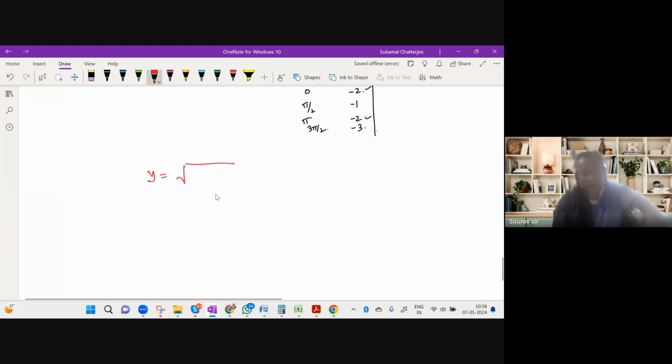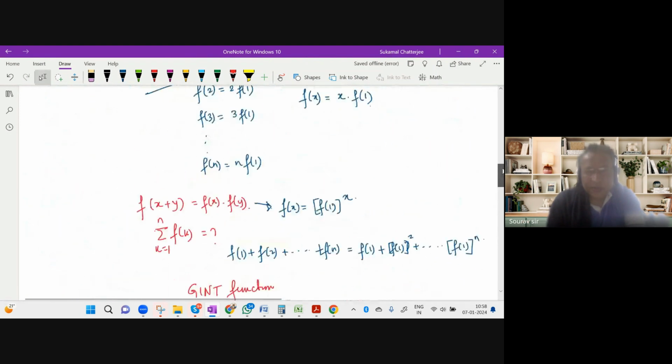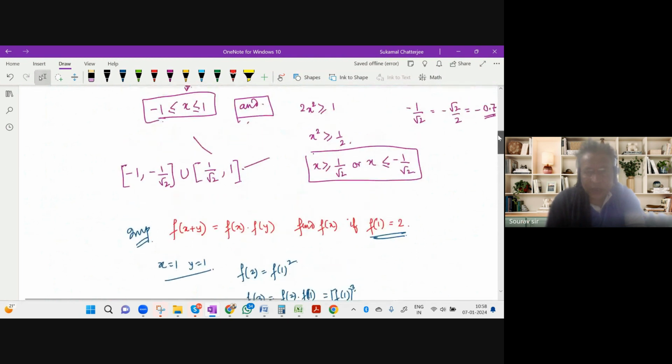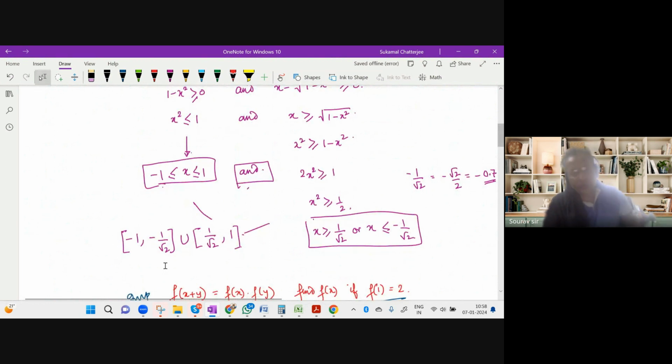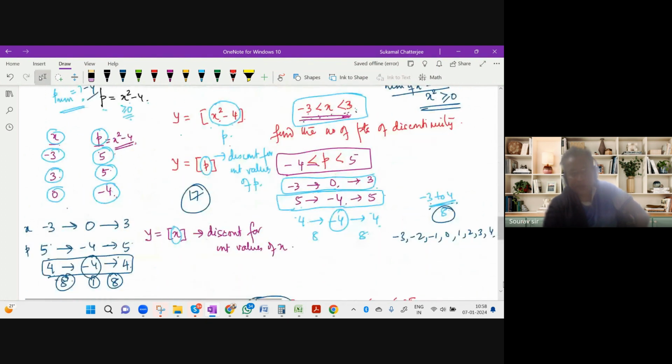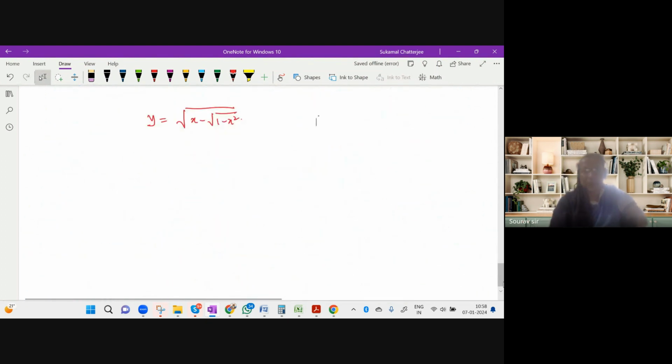Y equals root over x minus root over 1 minus x square. Right? So, what is the domain that we got? I think, what did I solve? Minus 1 to minus 1 by root 2, right? And 1 by root 2 to plus 1, right? If I'm not wrong. That was this. Minus 1 to minus 1 by root 2 and this one.